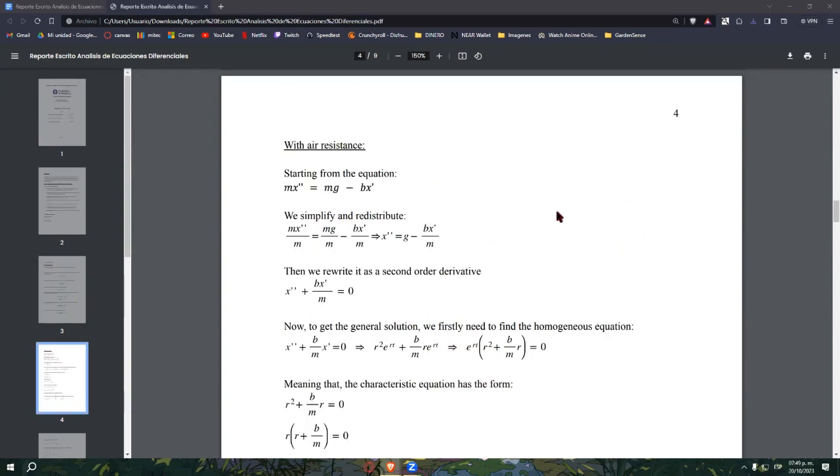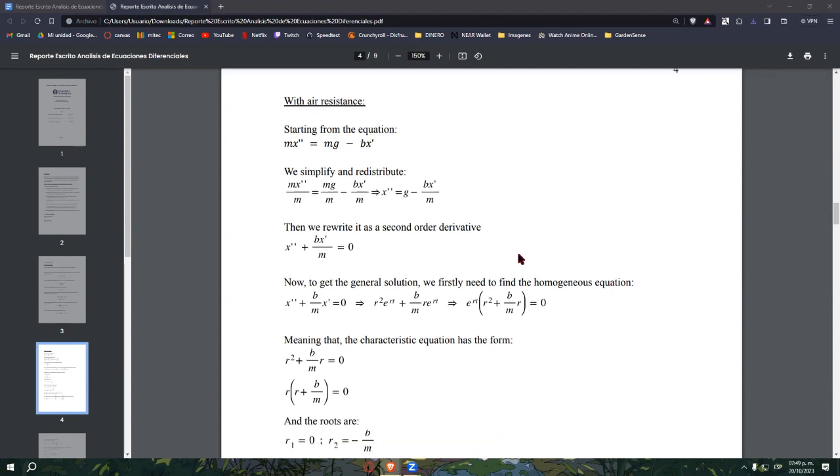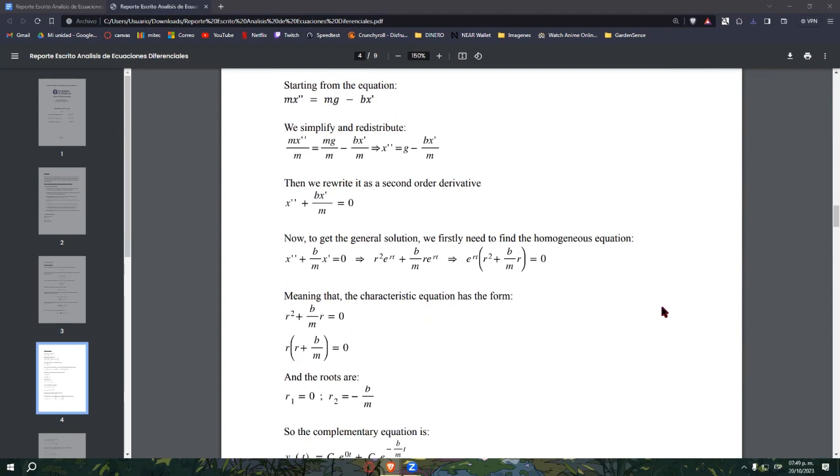To find the general equation for the air resistance, we started from the equation mx double prime equals mg minus bx prime. So first, we have to simplify and distribute the equation and rewrite it as a second order derivative. That is the one that we have shown there. After that, we have to get the general solution. And to do that, we firstly need to find the homogeneous equation by setting this equation equal to 0.